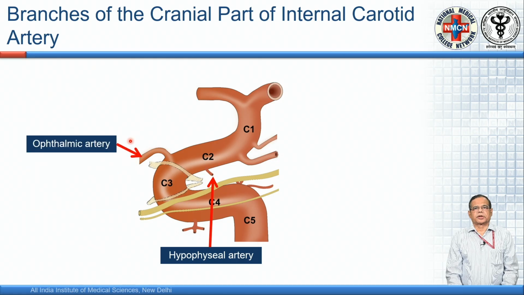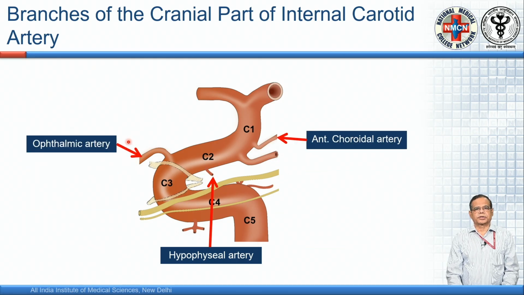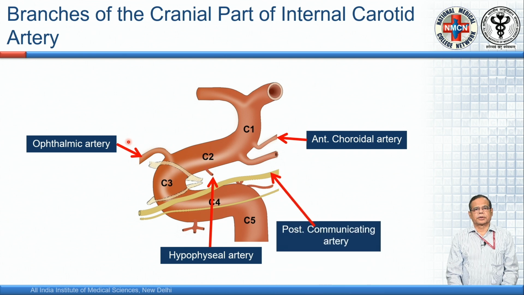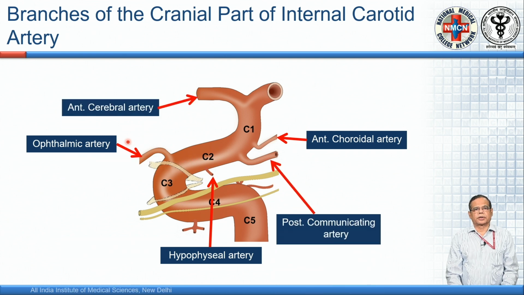The branches of the cranial part of the internal carotid are the hypophyseal artery, ophthalmic artery, anterior choroidal artery, and posterior communicating artery, and the terminal branches are the anterior and the middle cerebral artery.